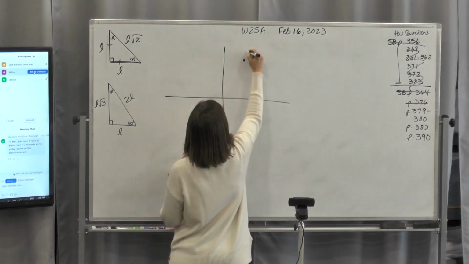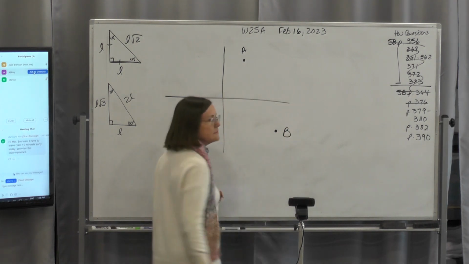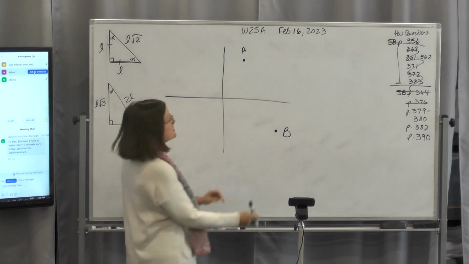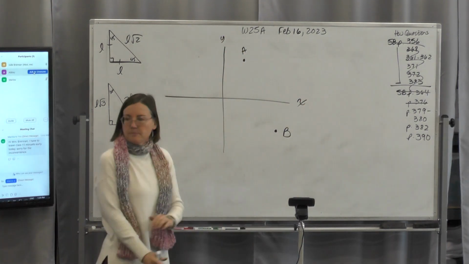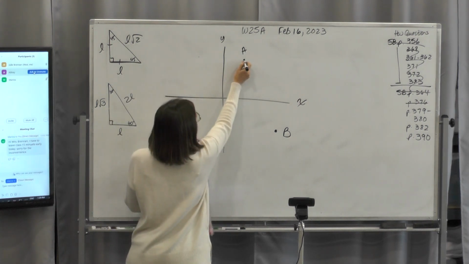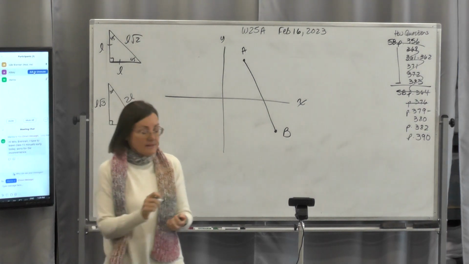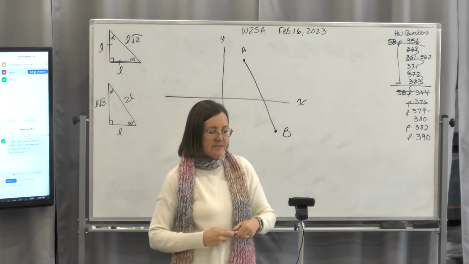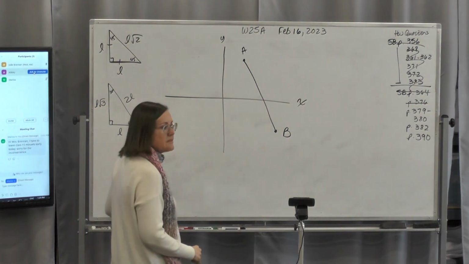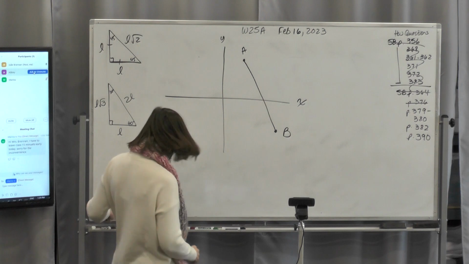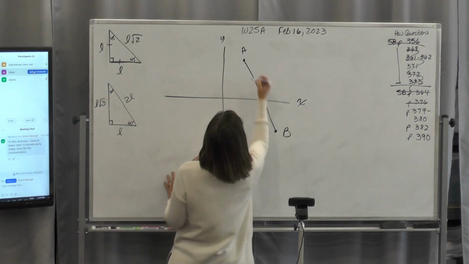I'm going to call this point A, and I'm going to call this point B, okay? This is an x, y coordinate plane. If I want to know the distance between these 2 points, unless it's a perfectly vertical line or a perfectly horizontal line, it's going to be the hypotenuse of a right triangle.